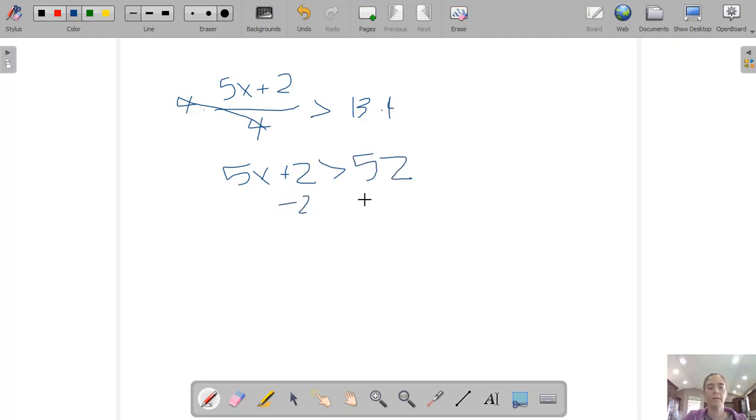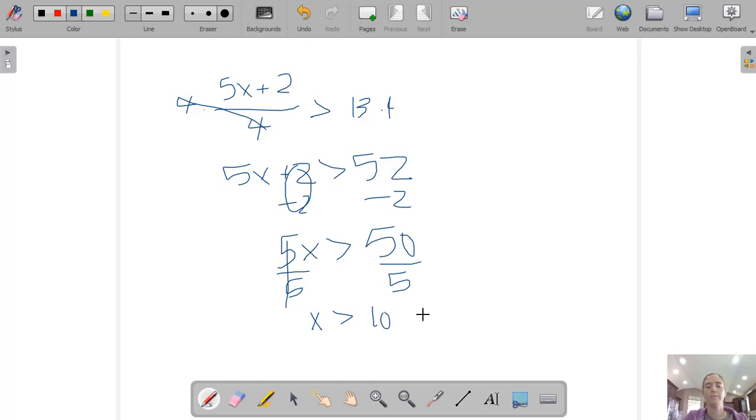And then you would subtract the 2 on both sides. So that's going to equal 0. And you have 5x is greater than 50. And then you would divide by 5 on both sides. And 5 divided by 5 is 1. So you have x is greater than 10. And that's your answer. And let me just say how proud I am of myself that I picked a number that came out evenly, because I wasn't sure I was going to be able to. So that would be your answer: x is greater than 10.